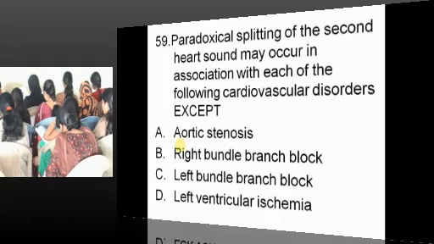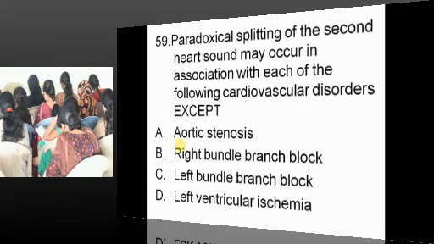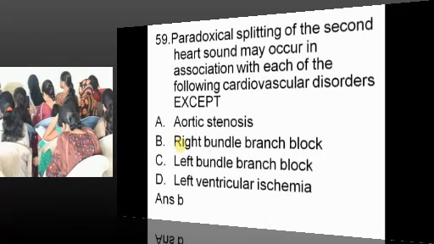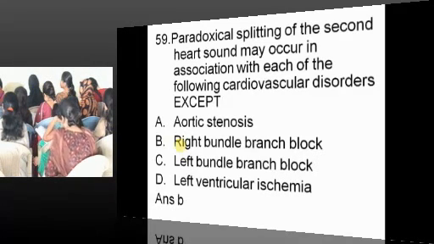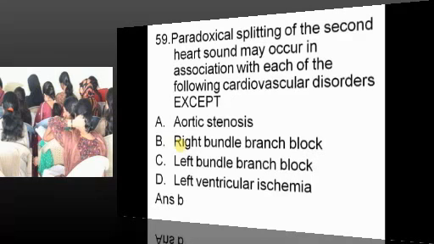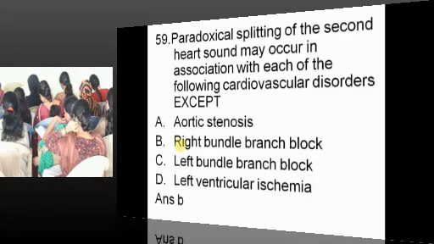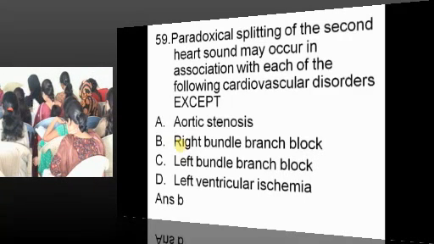Which will not lead to paradoxical splitting? B. Right bundle branch block. Excellent. Right bundle branch block will delay the pulmonic component. So aortic comes early, pulmonic comes late. So widening will occur, not reversed splitting. In left bundle branch block, P2 will come, and in spite of P2 coming, A2 has not yet happened because of the LBBB. So reversed splitting, paradoxical splitting will occur.